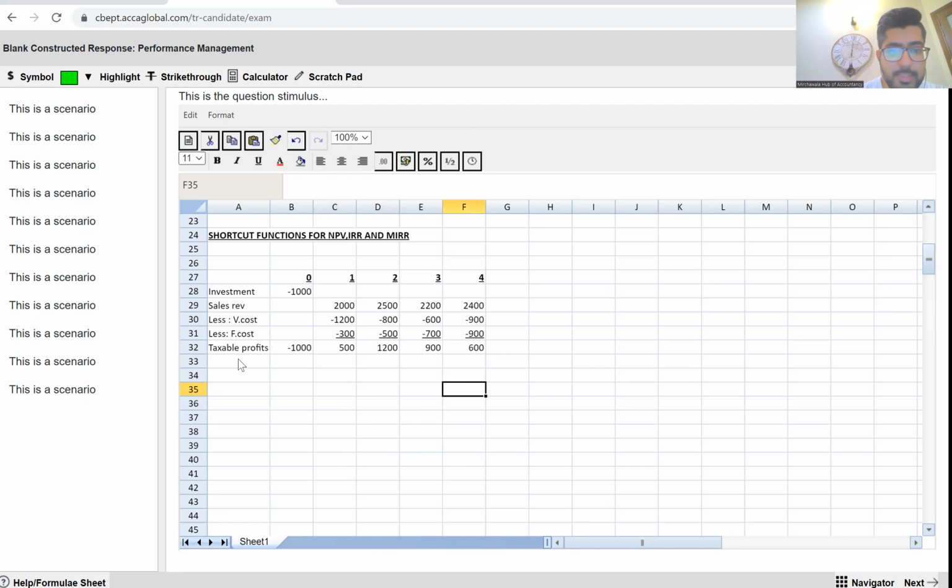So after taxable profit, we have to pay tax. Let's suppose the tax rate is 30%. Now in year 0, there are no profits, so no tax. In year 1, 500 profit, it's 30% tax. So pay tax, it's negative. Tax is an outflow. So C32, taxable profit times the tax rate of 30%, gives negative 150. Now, rather than doing this every time, I will just drag it because it's the same working.